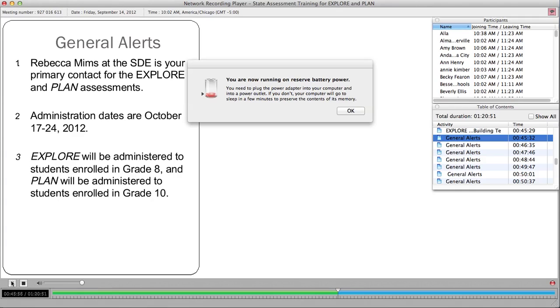The administration dates or the window for testing is October 17th through the 24th, and all tests must be completed within that window. You cannot test before nor after the 24th. A few people have indicated they're testing on the last day, so for those people there will not be a makeup day because makeups must be administered during the regular window. And your Explore tests are administered to all your 8th graders, and your Plan will be administered to all 10th graders.